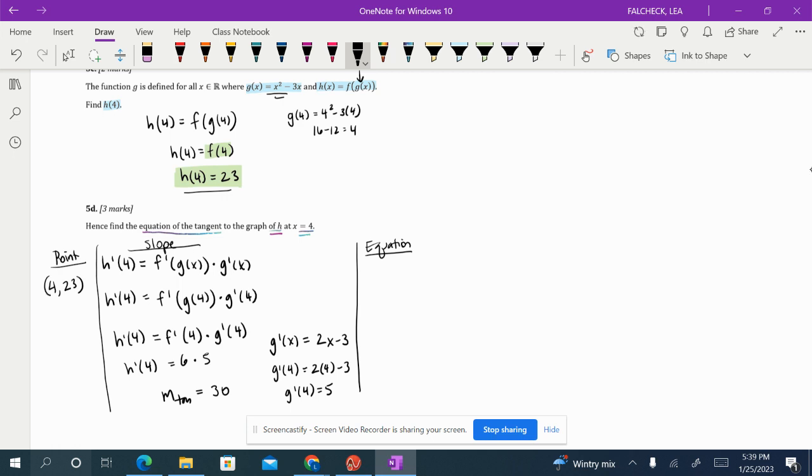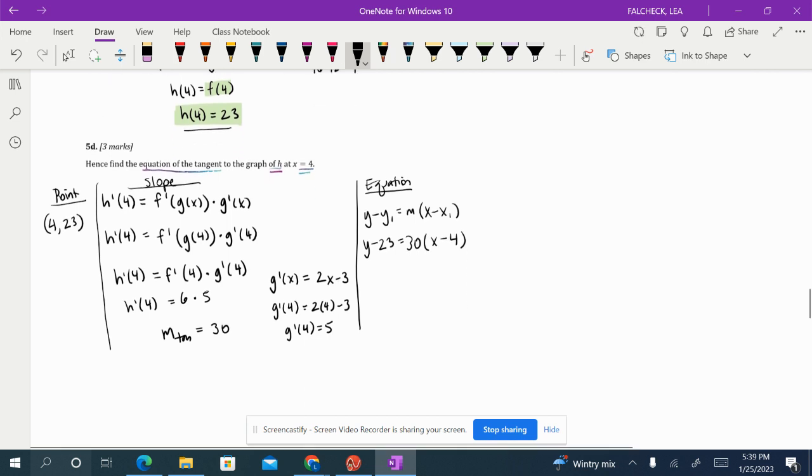Now we have y minus y1 is equal to m times x minus x1. Y minus 23 is equal to the slope of the tangent line, which is 30, times x minus 4. These are kind of gigantic numbers, but that's okay.